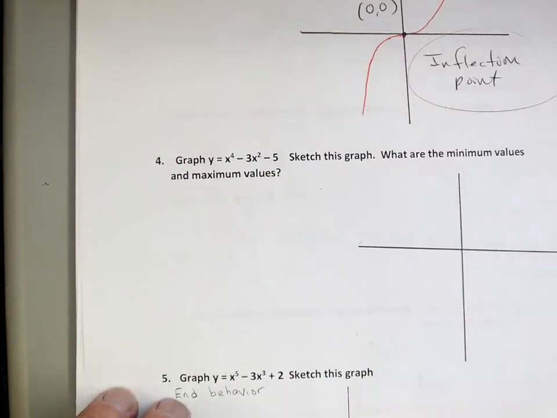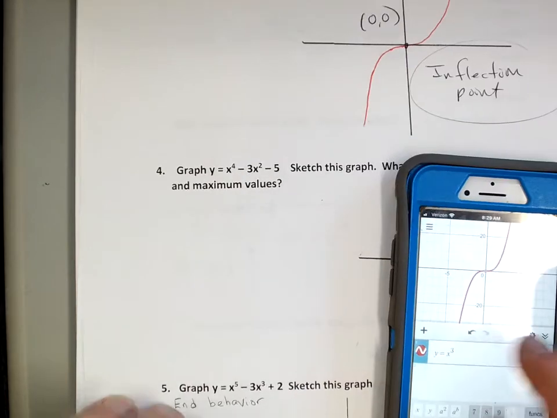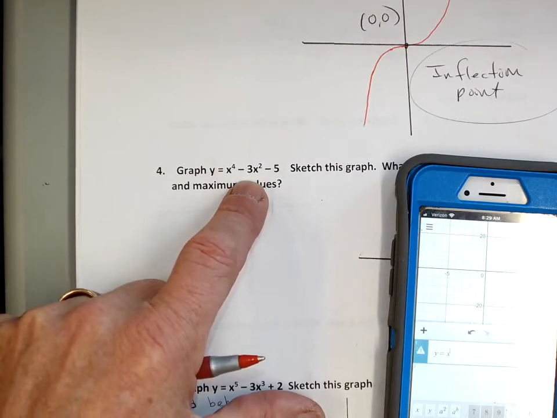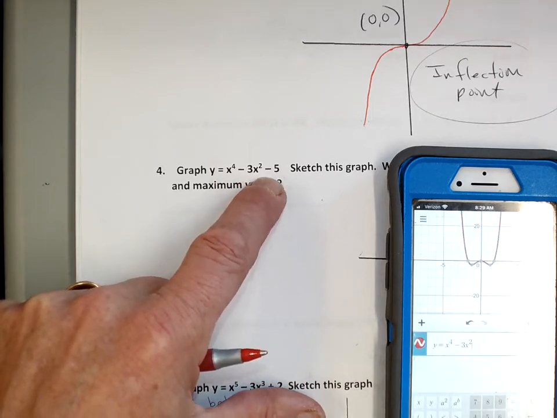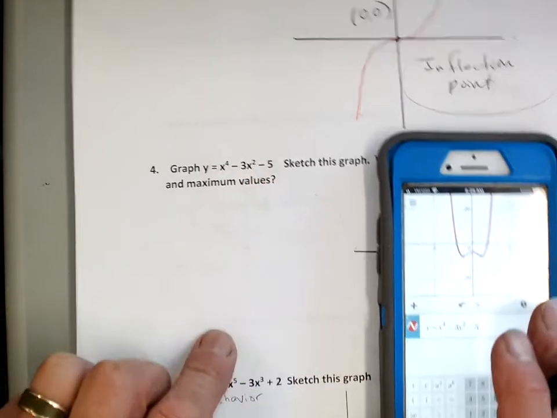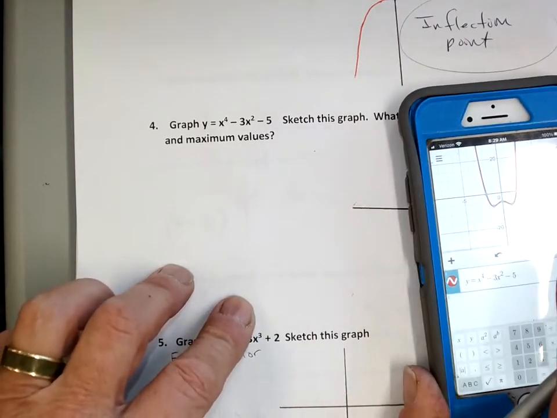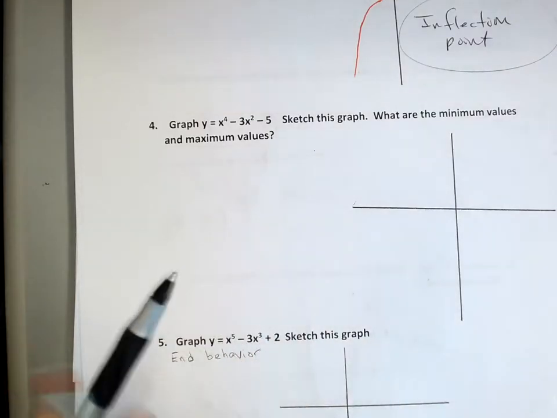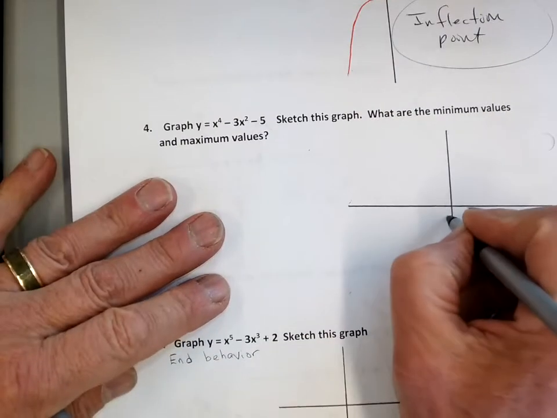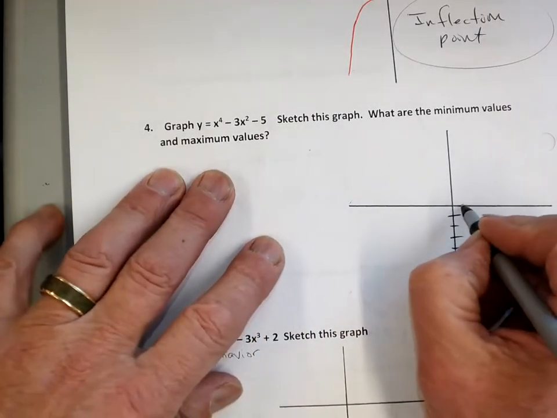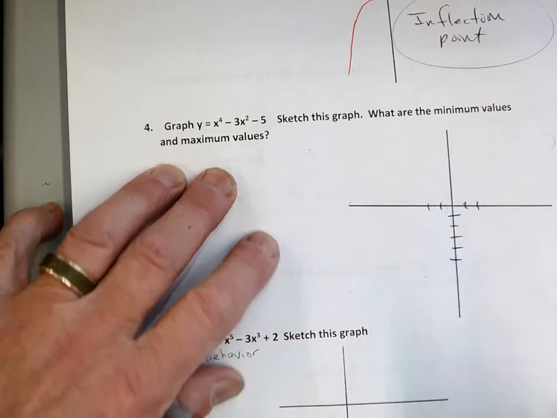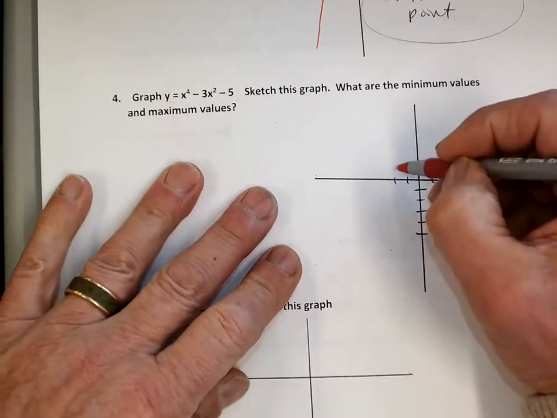All right, number 4, let's graph number 4, okay? So I'm going to go x to the 4th minus 3x squared minus 5. Okay. All right. Looks like a big W, doesn't it? So I know that's at negative 5. 1, 2, 3, 4, 5. And I don't have to have these perfect, but it looks like it is about 2. I just want the shape, right? Just want the shape.